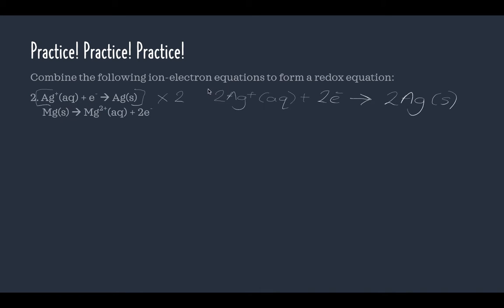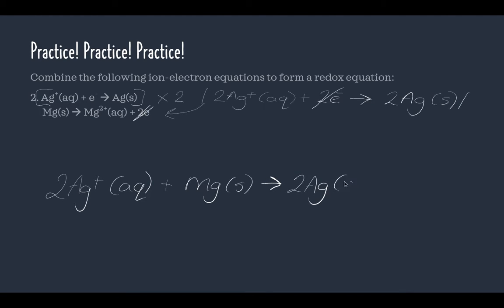We then combine this equation with our oxidation equation because we can now cancel out the electrons. So it becomes 2Ag+ plus Mg(s) gives 2Ag(s) plus Mg2+. And there we have another redox equation.